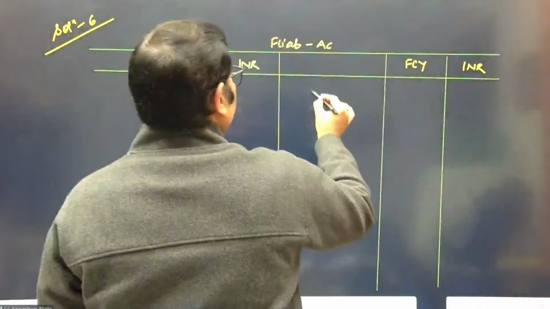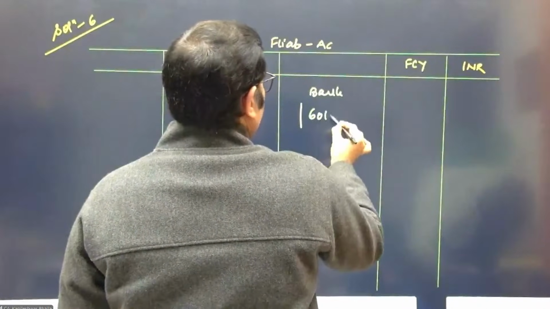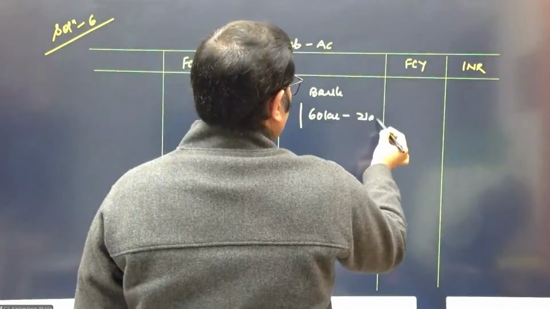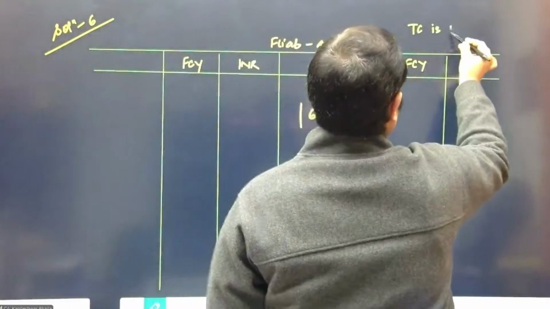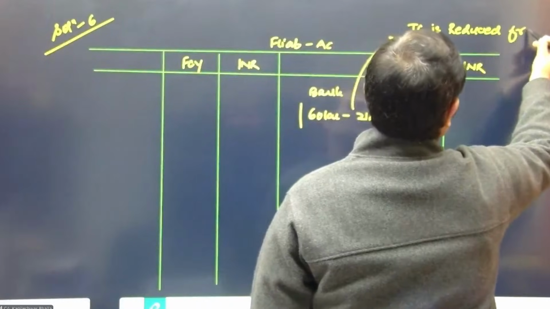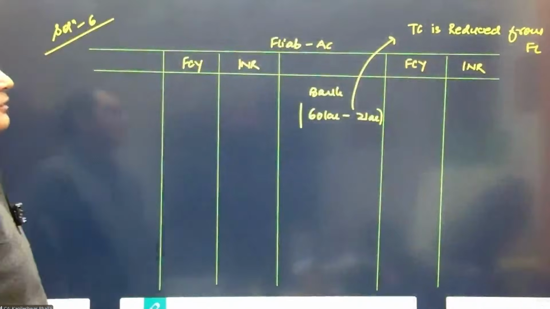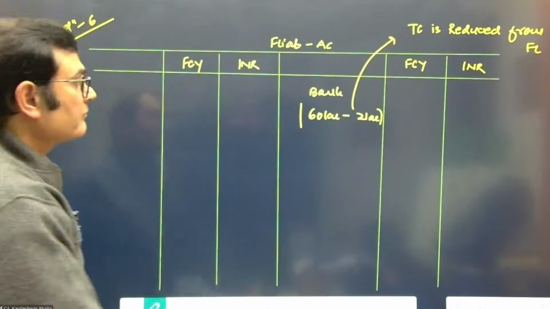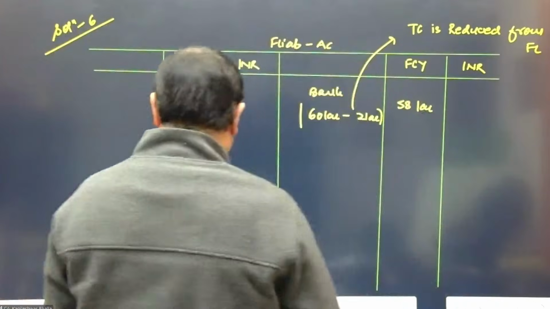So we put the entry bank. 6 million would mean 60 lakhs minus the TC. So the transaction cost is reduced from financial liability. We'll make a chart for the financial liability also soon, but I thought let's first do the question on this. So that comes to 58 lakhs.